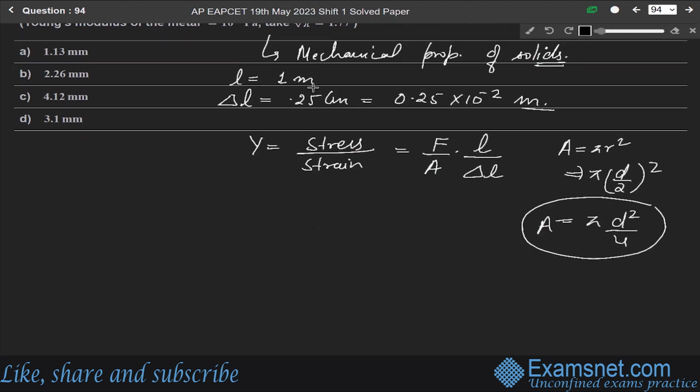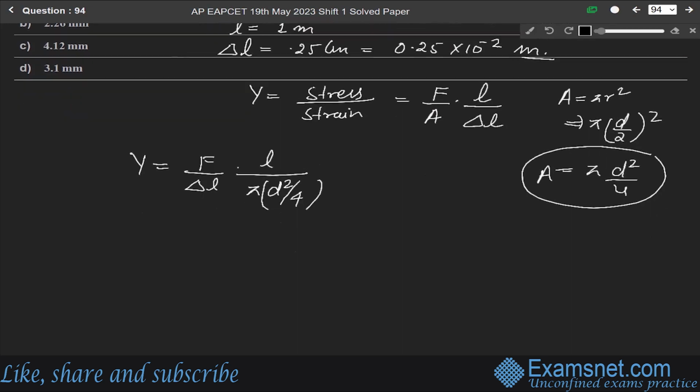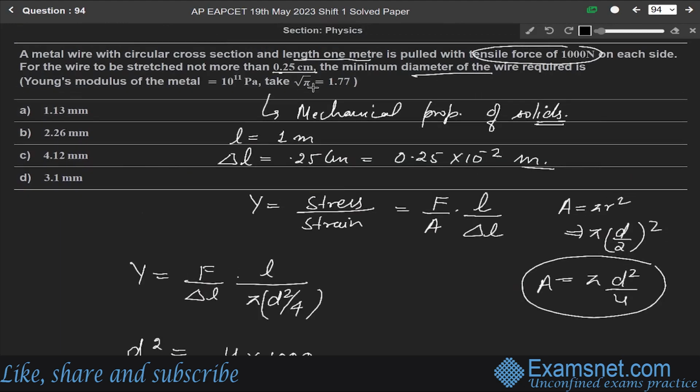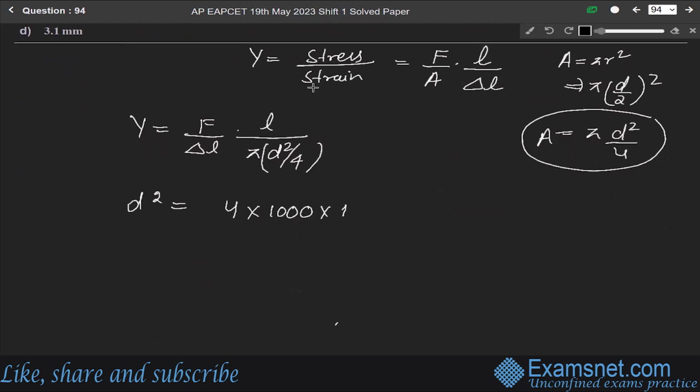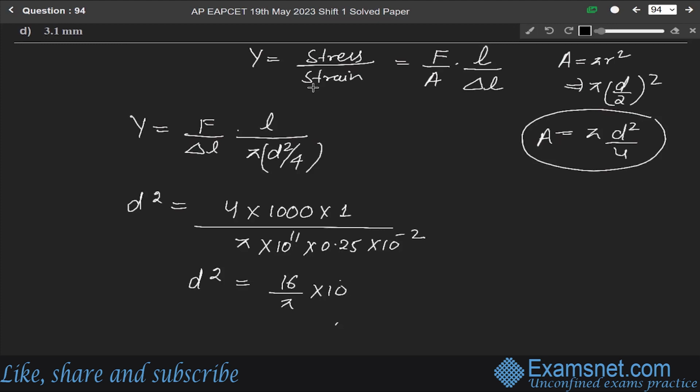So this Young's modulus will be equal to F over delta L into L over area, meaning pi d square over 4. Now this d square will be equal to what? 4 into 1000, meaning the tensile force which we are given in the question, into 1 over pi into 10 to the power 11 into 0.25 into 10 to the power minus 2 meters. So d square will be equal to 16 over pi into 10 to the power minus 6.